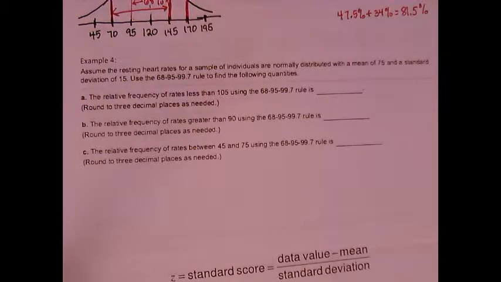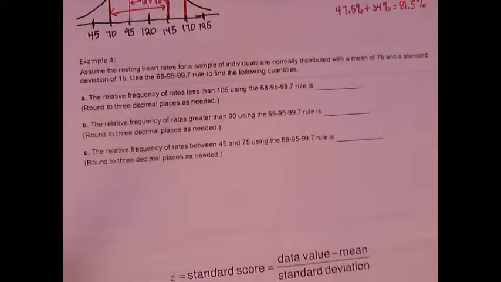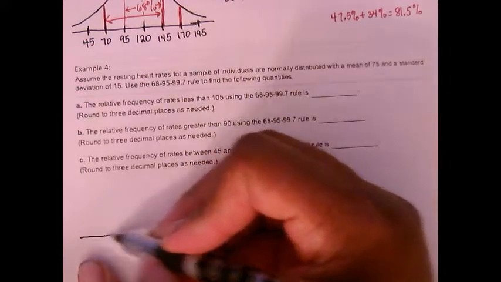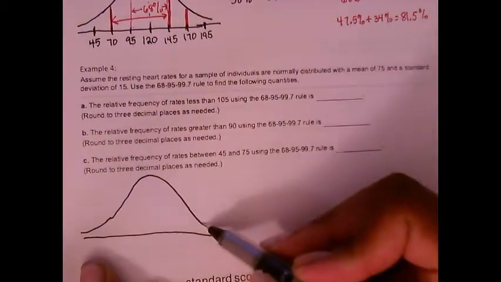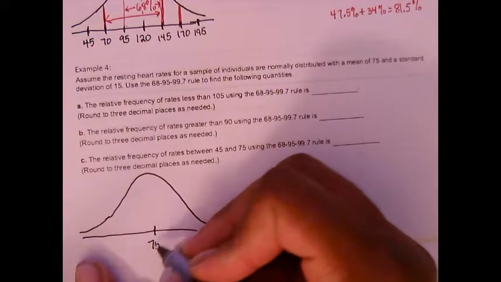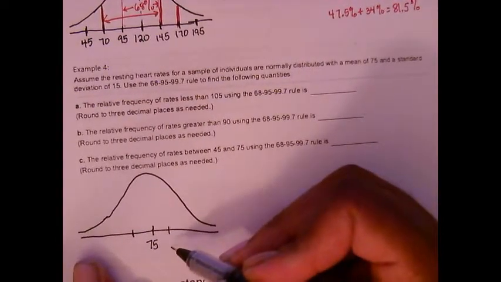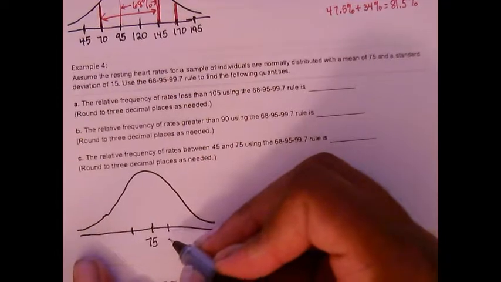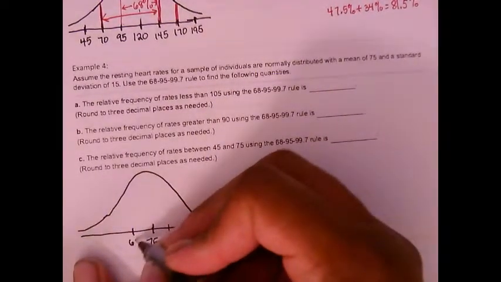Now, in this case here, we're looking for the relative frequency, so we're not looking for a percent, we're looking for a decimal value. Okay? So in this case here, I'm going to go ahead and draw that normal curve just in case, so we can get an idea of what's going on here. The mean is in the center. The mean was 75. The standard deviation is 15. So if I go one above and one below, one above I need to add 15 to the 75. That's going to give me 90. One below, subtract 15 from the 75, I'm going to get 60.